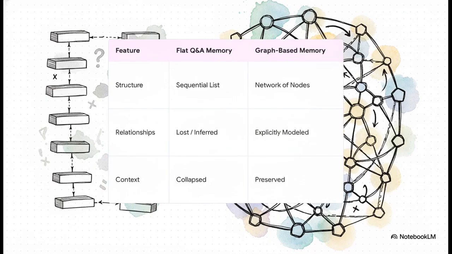A flat log is just a list. All the relationships between ideas are totally lost. But a graph? It's a network. Those relationships, what answers what, what contradicts something else, they are explicitly modeled and saved. Context isn't destroyed. It's the very foundation of the whole system.